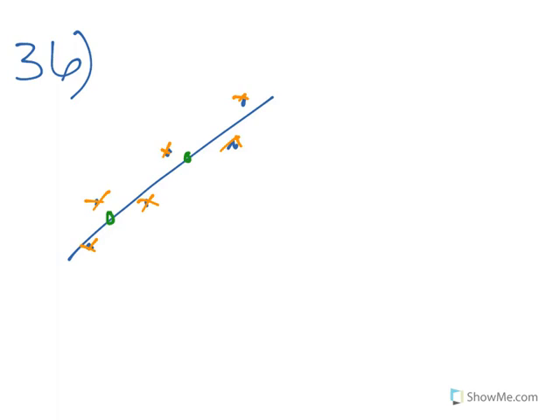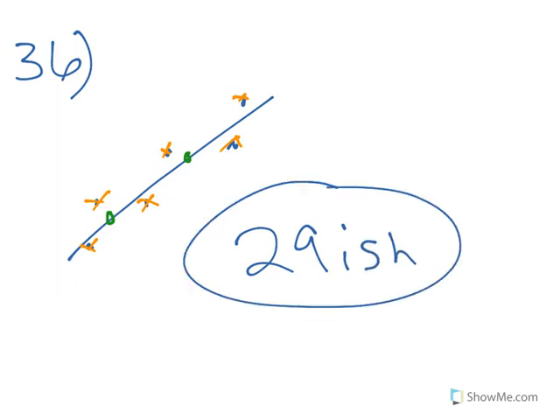And then 37, using the best fit line to determine the spring force, the answer should be 29-ish if you did it correctly. Alright, so that finishes up the review.